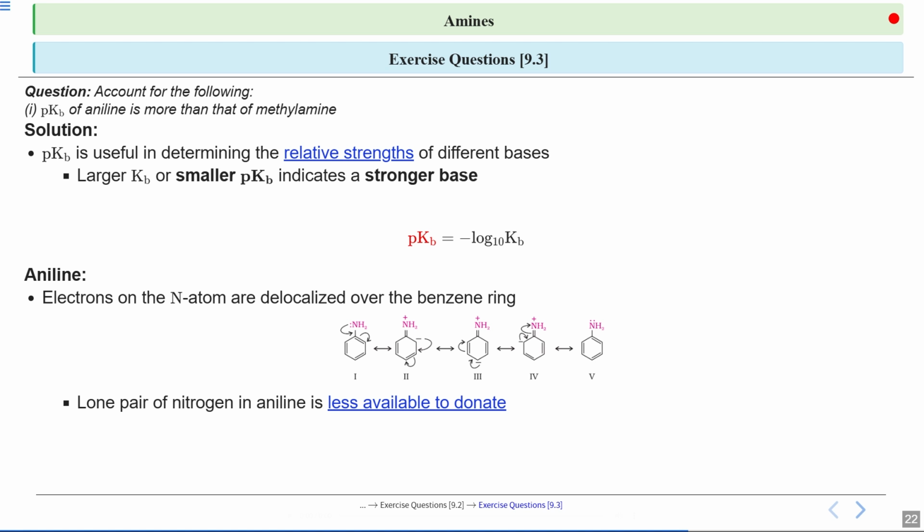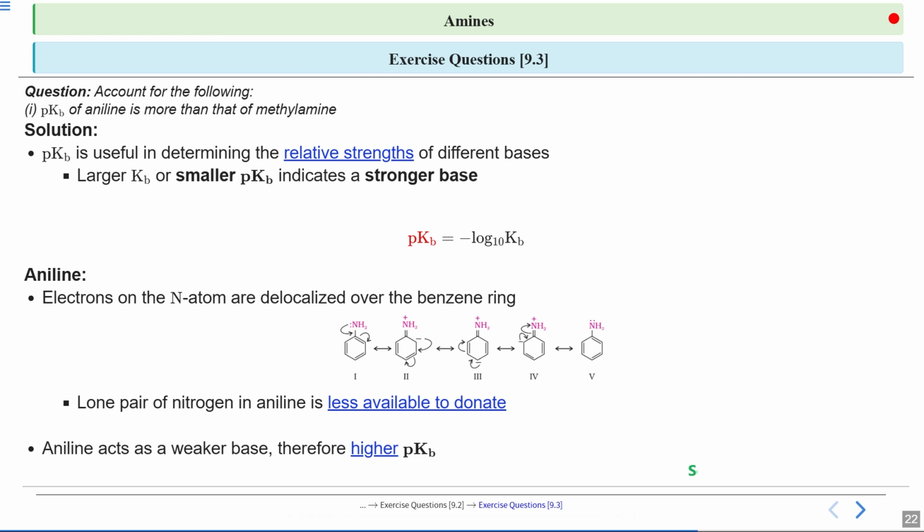So the lone pair of nitrogen in aniline is less available to donate. Therefore we can say aniline is a weaker base. If it is a weaker base, that means it will have a higher pKb value, because smaller pKb means a stronger base, and a weaker base will have a higher pKb value, indicating that it dissociates less in water, which makes it a weaker base.